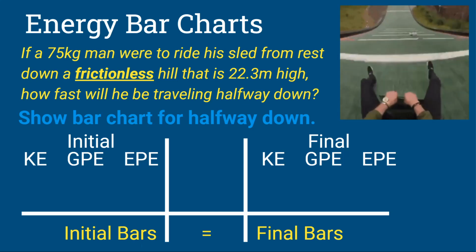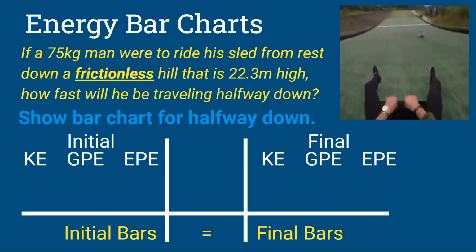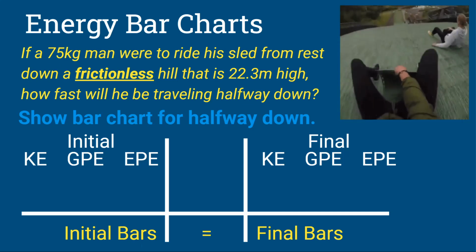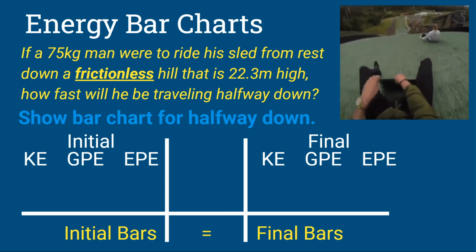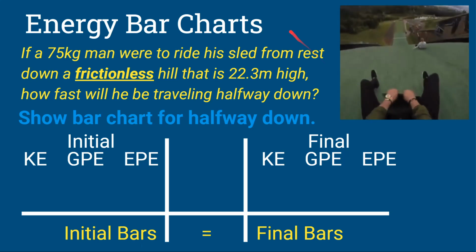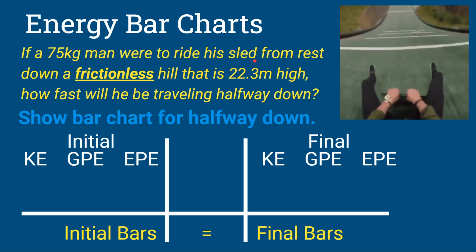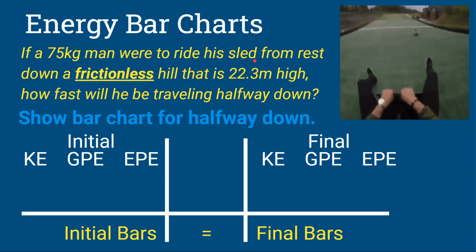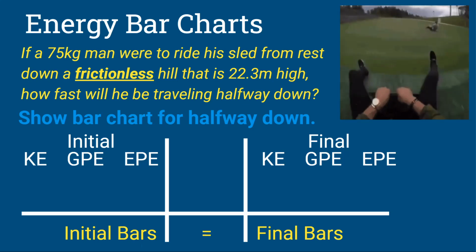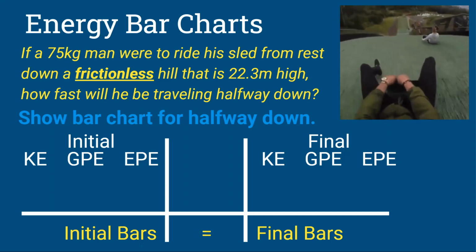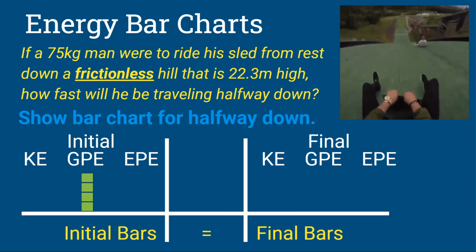Okay, so we can use pie charts to show portions of energy, but we can just as easily use bar charts to show my energy forms before, my energy forms after. Okay, so initially this guy is at rest at the top of a hill. So what form of energy does he have initially? If you're on top of a hill, gravitational potential energy. You're not moving. It says he's at rest. It's just gravitational potential energy.